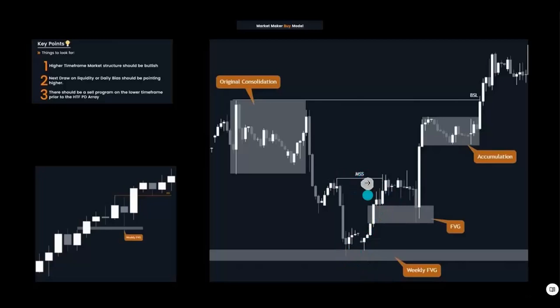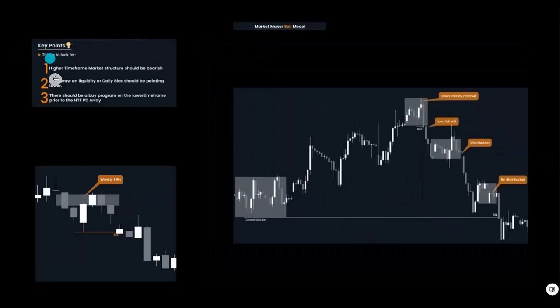So once we have a market structure shift, price trickles down into this fair value gap, and it reacts aggressively, as you can see. And as it reacts, we have the accumulation phase, and after the accumulation phase, we take out the buy side liquidity, which is the beginning of the original consolidation. And I'm going to show you another example.